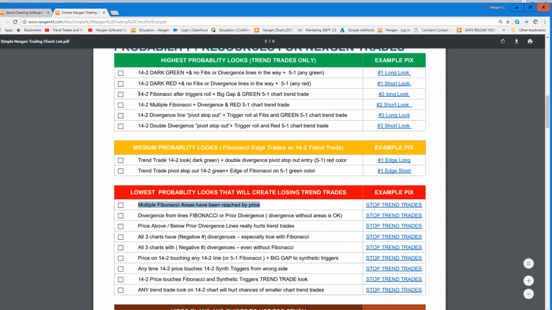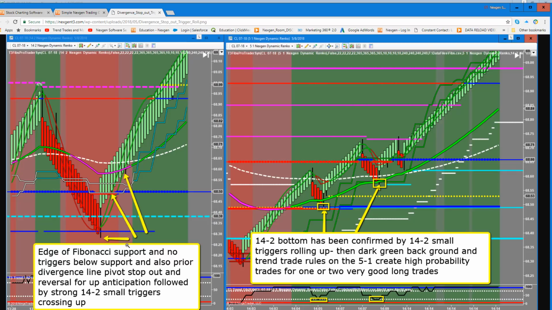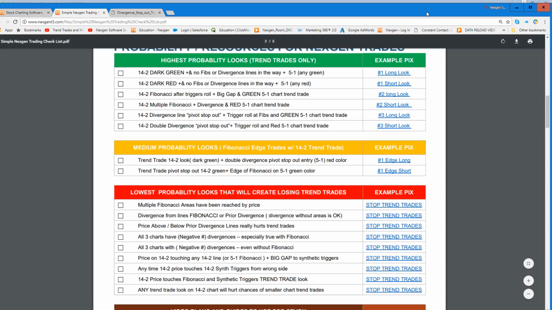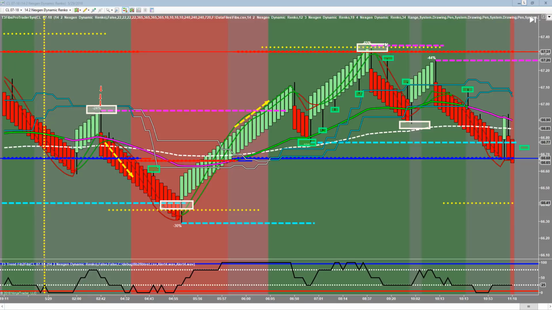If you reach Fibonacci resistance, that's not the right one. Fibonacci resistance and the trigger lines roll over and you have divergence. I mean, these are pretty much all the same. They wait for the trigger lines to roll. I want you to look at this look. This is the divergence pivot stop out we just talked about. Continues up. And again, you can go study these looks, but I'll make it very simple for you.